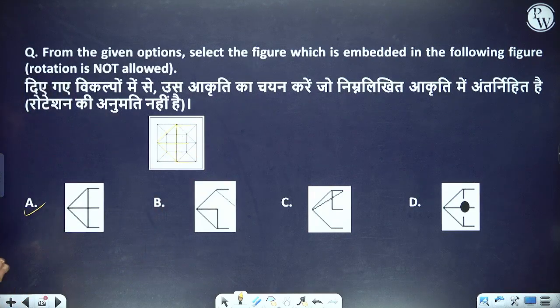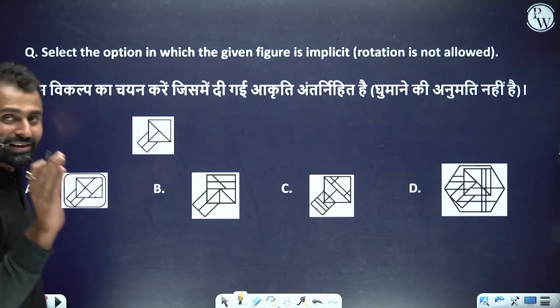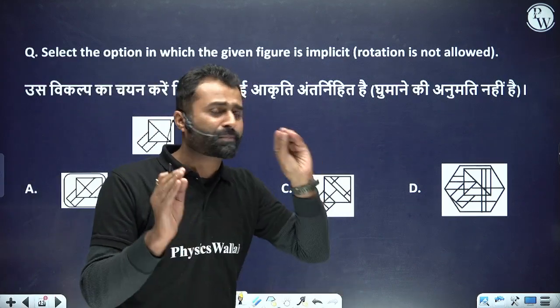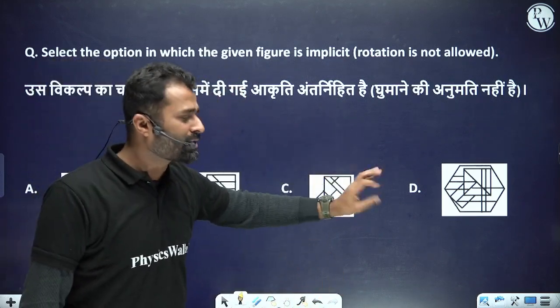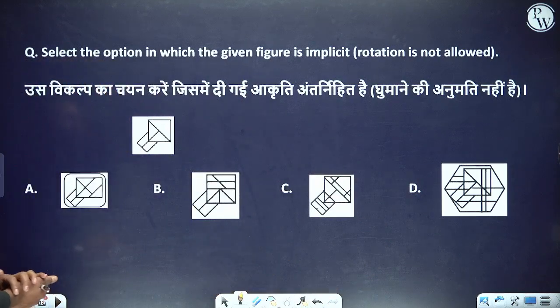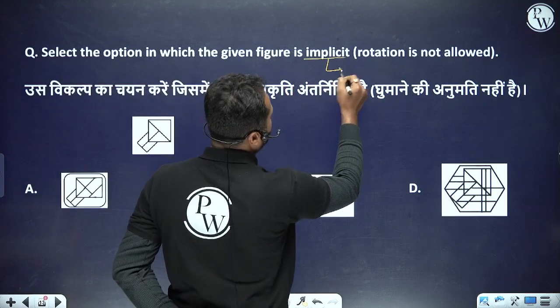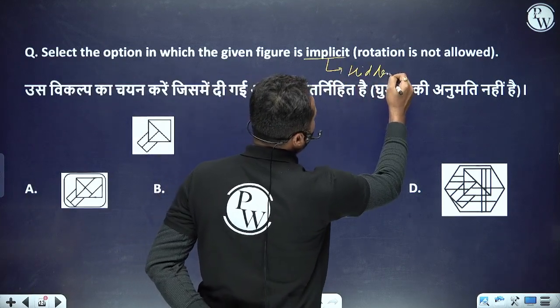Okay, easy. Next, try to do this question on your own. No concepts actually required for this question. The best part is pen is not required. I'm drawing just to show you. So again, rotation is not allowed, and the question is about implicit, which means hidden. Implicit just means which part is hidden.